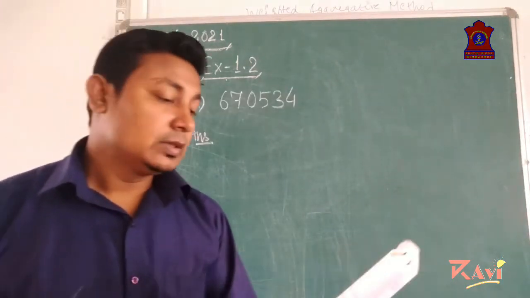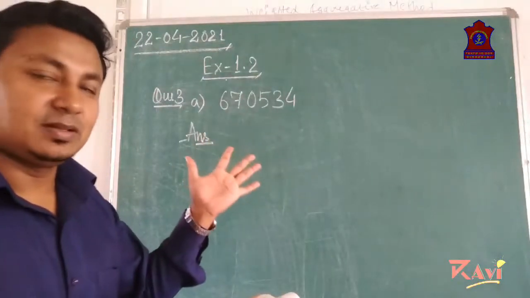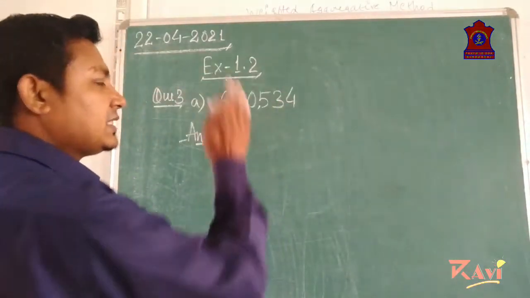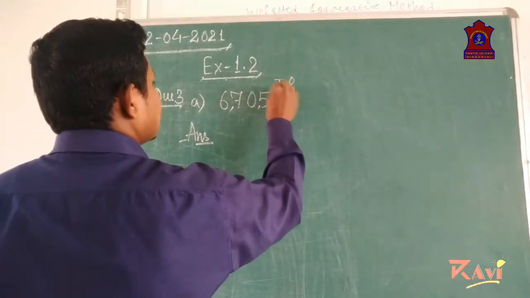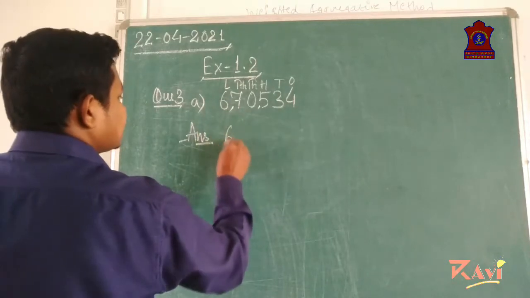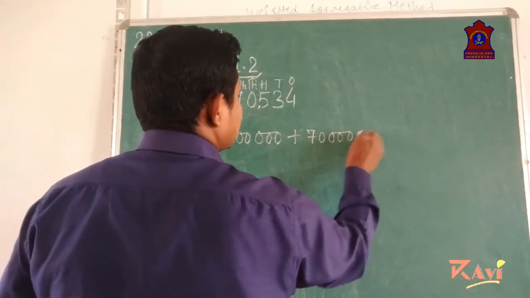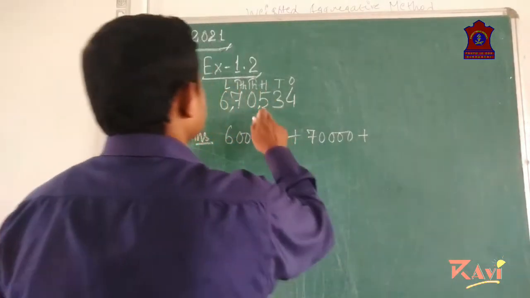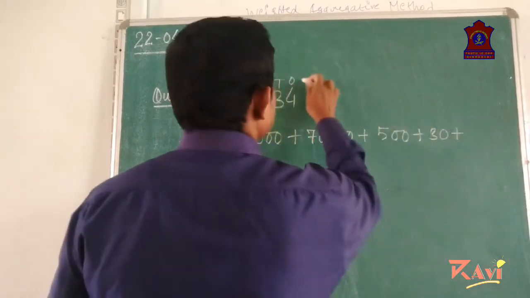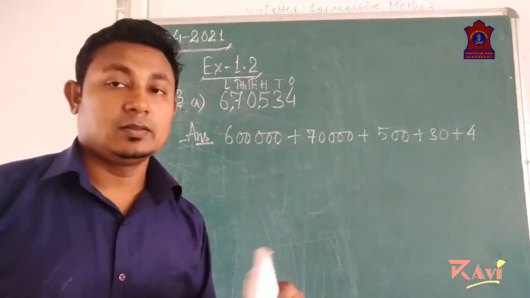Now, question number 3. Write the following numbers in expanded form. See, the number is written here. What will you do first? Put commas. Okay. 1, 10, 100, 1000, 10,000, comma. Okay. So, we will be writing this number in expanded form. So, 1s, tens, 100s, thousands, 10,000s, lakh. What is there at lakhs place? 6. So, write 6 lakh. Plus 7 into 10,000, that is 70,000, plus 0 thousands, avoid it, 5 into 100, 500, plus 3 into 10s, 30, plus 4 into 1s, 4. So, like this, you can expand this given number. Okay, it's very simple. You can try other questions by yourself.